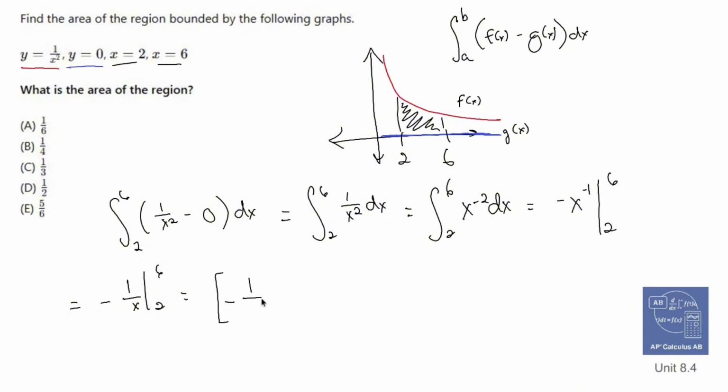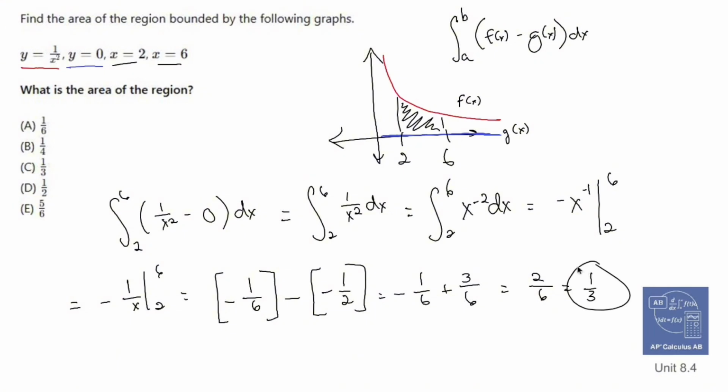Negative 1 over 6 minus negative 1 over 2. So I'll keep that negative 1 over 6. We'll make that double negative a positive. We'll make that 3 over 6, giving us, what is that, 2 over 6, giving us 1/3. Which is going to be C. So that's how you do that problem. Isn't that fun? So much fun.